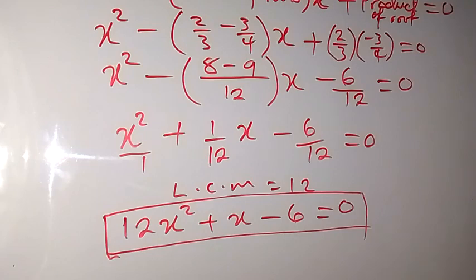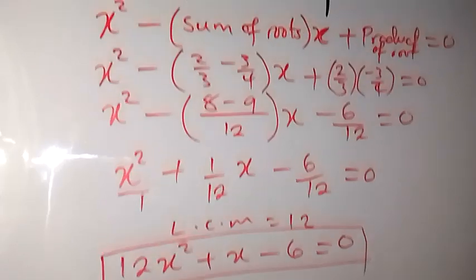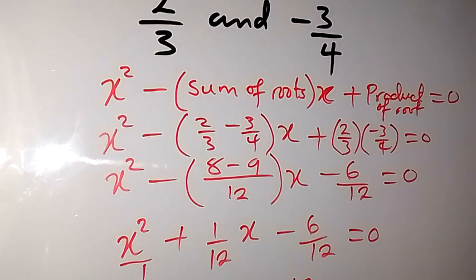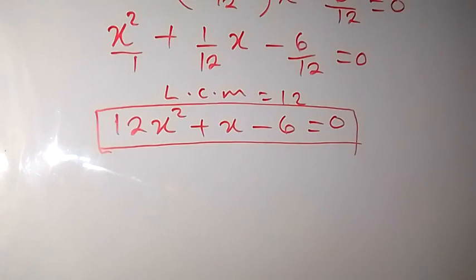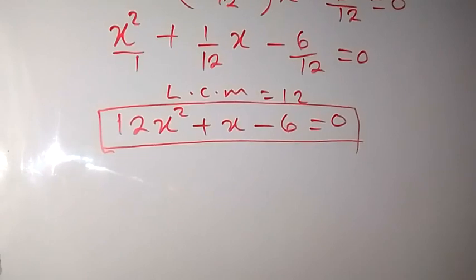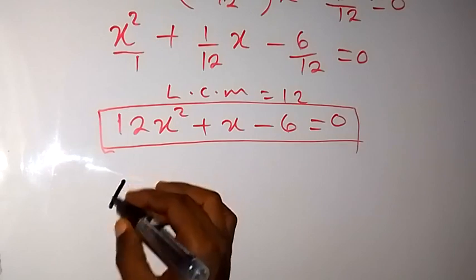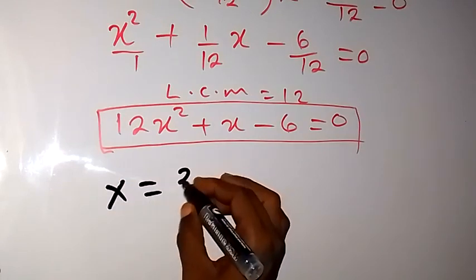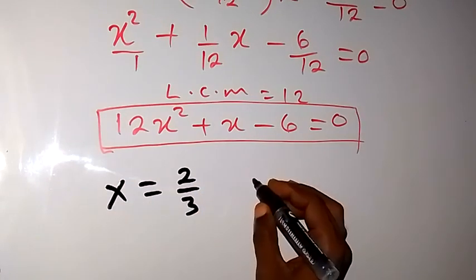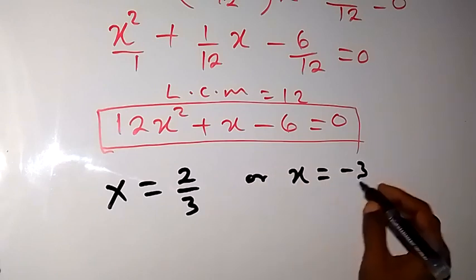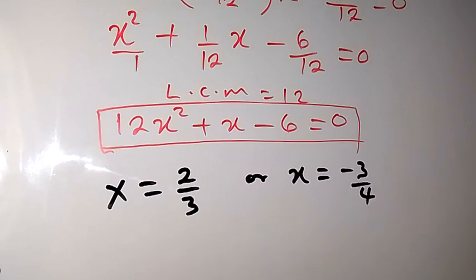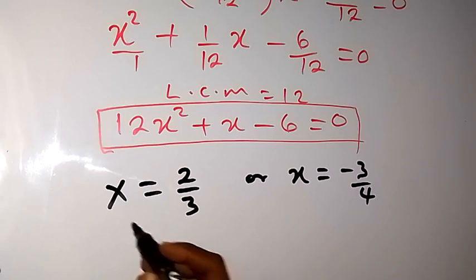Now, there is another way of doing this, which I will quickly show us now. If you don't want to use this method here, you can equally say: let x be the variable, and you know the two roots given to you. The first one, x is equals to 2 over 3, or x is equals to minus 3 over 4. So when we have two roots, like we have the two values for x, we can work backward now.